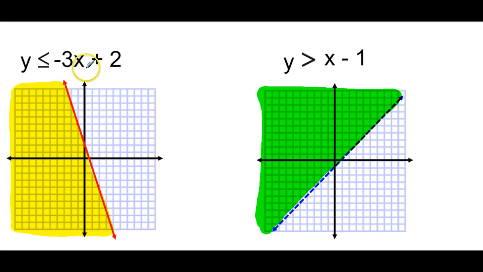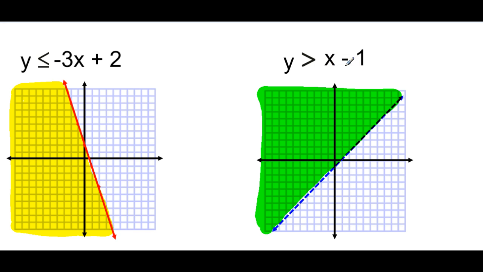In this particular case right here, I'm going to begin my graph at 2 on the y-axis. I'm going to go down 3, right 1, down 3, right 1. Since this is an or equal to, I'm going to put a solid line. And since it's less than, I'm going to shade down below it.